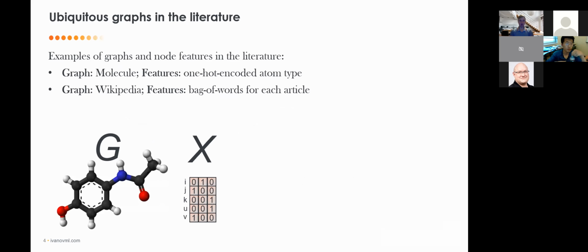And ubiquitous graphs in the literature include, for example, molecules where features are one-hot encoded of the atom type, or Wikipedia where the features are bag of words for each article. So you can see here the X is very sparse, and it's a matrix of ones and zeros.